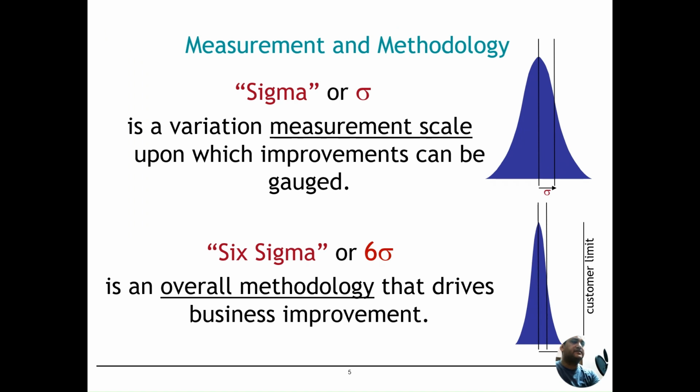Sigma is a Greek letter that is the measurement of variation. When we measure the standard deviation, sigma is a measurement scale upon which we can measure the improvements. So statistically, sigma is the measurement of variation. On the other hand, when we talk about Six Sigma, it is an overall methodology supported by DMAIC: define, measure, analyze, improve and control, that gives a statistical as well as a project management tool to resolve business problems.